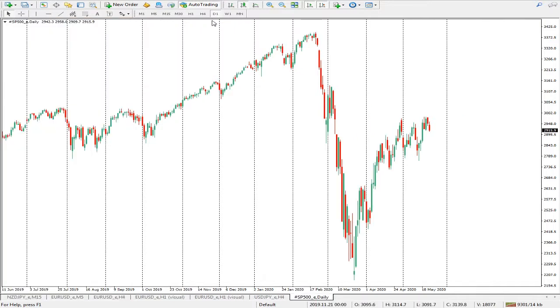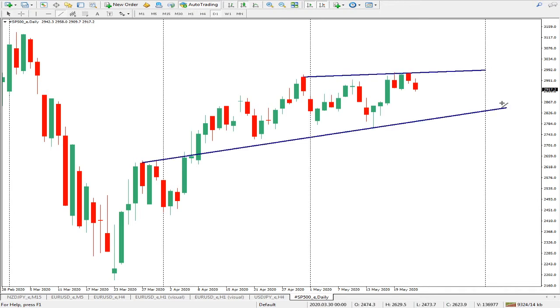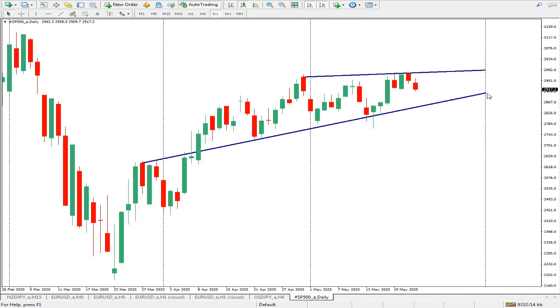SP500, we expected a buy, we expected price to continue upwards. Somehow the price pulled back to the lower side. We had this here, then we have this. So we are in a very good wedge formation as long as the price is within this shape.